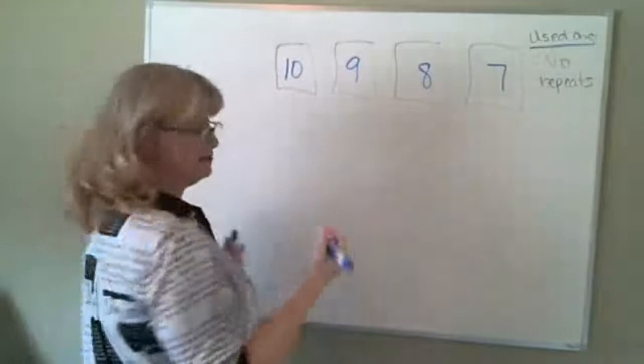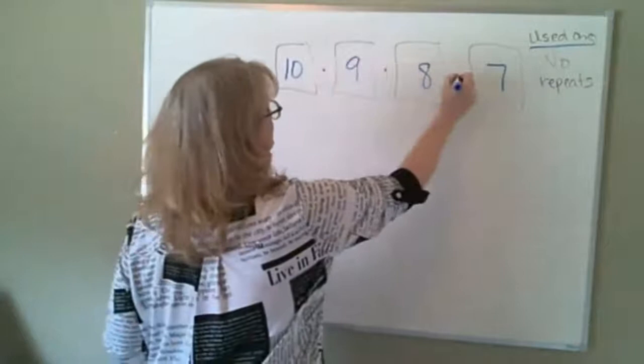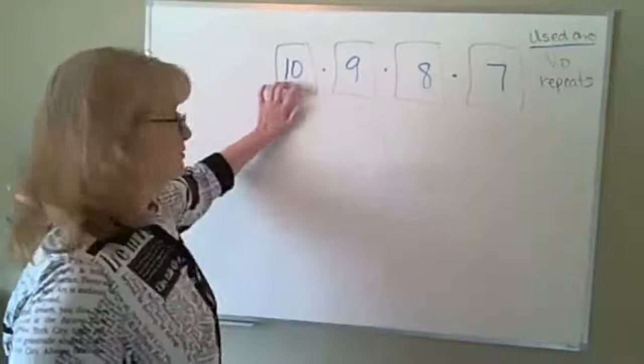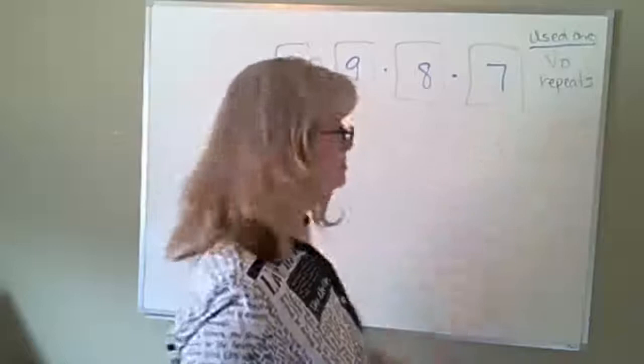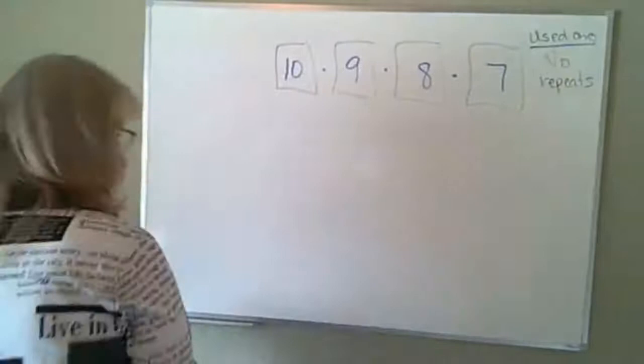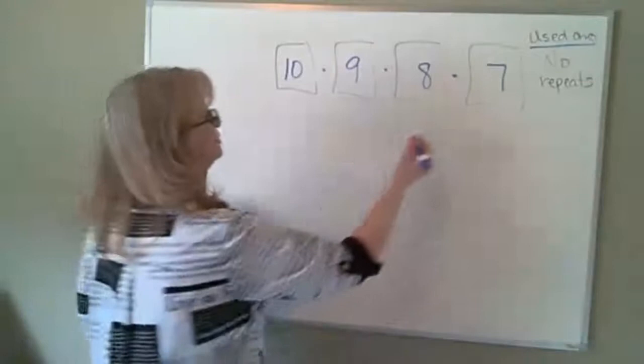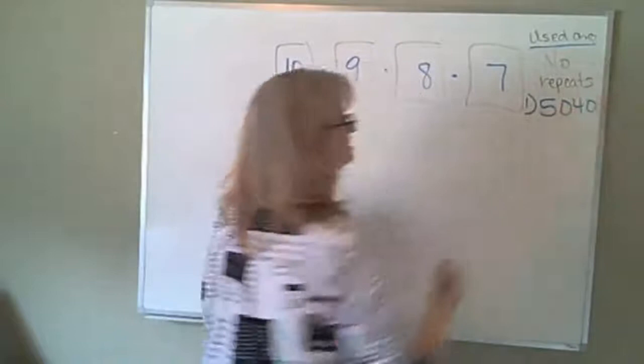So now using the fundamental counting rule, I would multiply these. These aren't the numbers, these are the number of available options. So for the first number, I had 10 options, then 9 options, then 8 options, then 7 options. If I multiply these all together, it's like 90 times 56. So for this first answer, we have 5,040 ways if we use them once with no repeats.